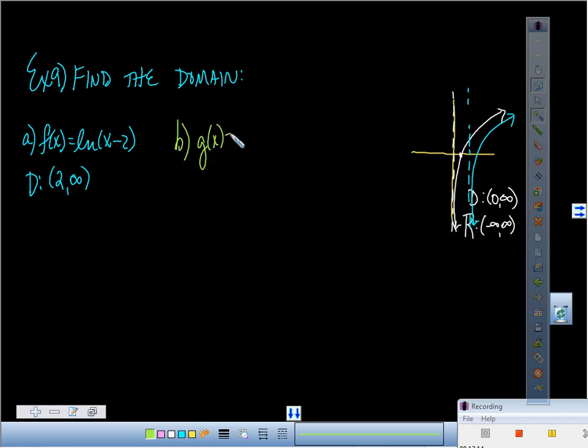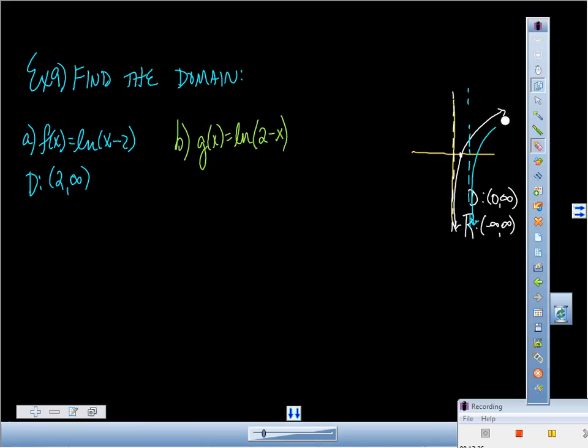g of x is equal to ln of 2 minus x. The first thing I would do is rewrite that in a form that I was more familiar with. Okay? I'd just make that stuff look a little nicer. I'm going to use this graph, but I'm going to erase all that stuff while y'all do it.